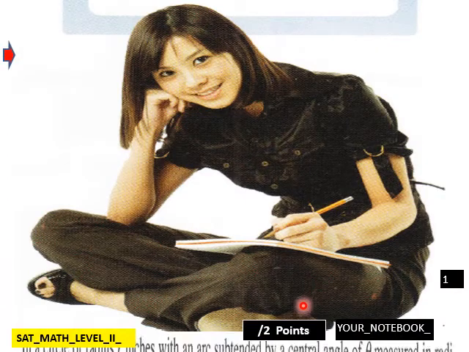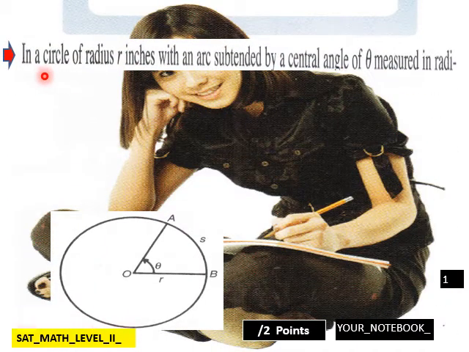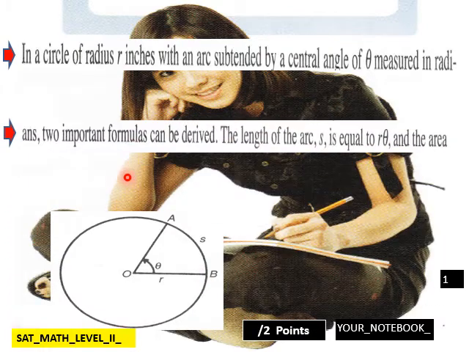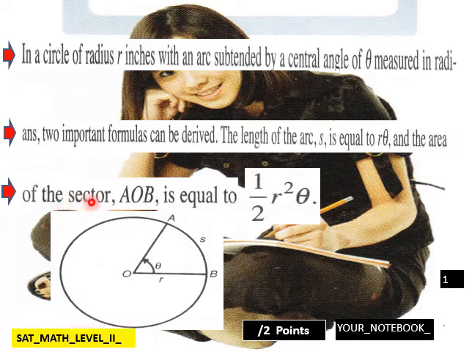For the first slide: in a circle of radius r, with an arc S subtended by a central angle of theta measured in radians, two important formulas can be derived. The length of the arc, S, is equal to r times theta, and the area of the sector AOB is equal to 1/2 r squared theta.